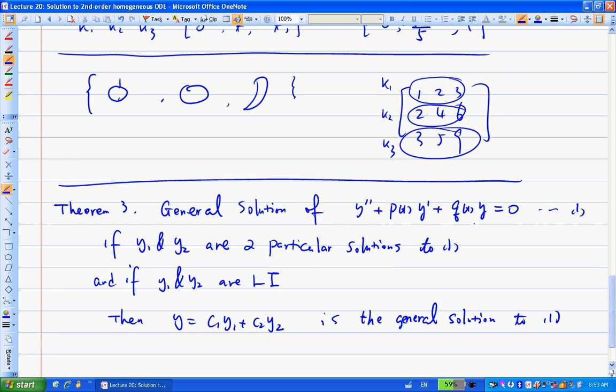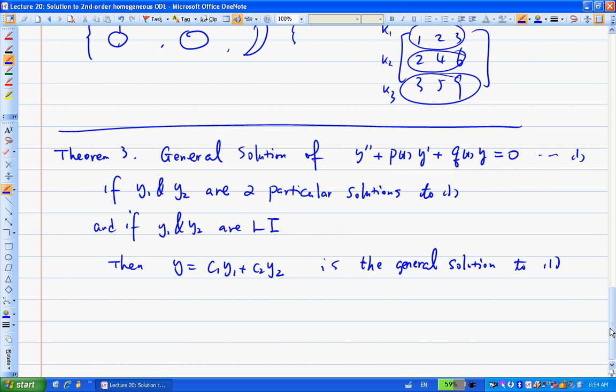So how do we find a general solution? We need to find two solutions first, and we need to make sure that these two solutions are linearly independent. Then combine them together, that's the general solution. The proof of this one is very simple. Actually, I don't have a proof here, but the textbook should have it. Any questions?